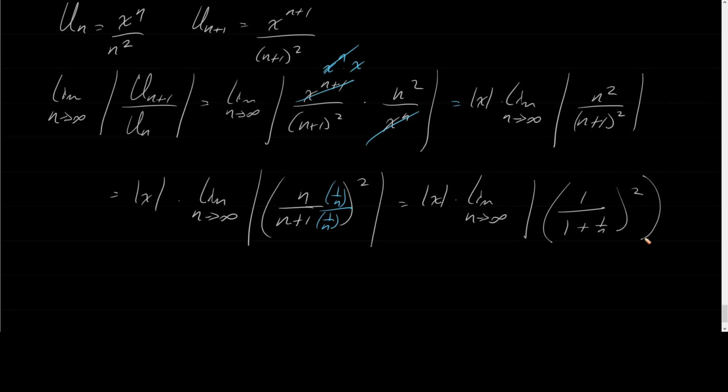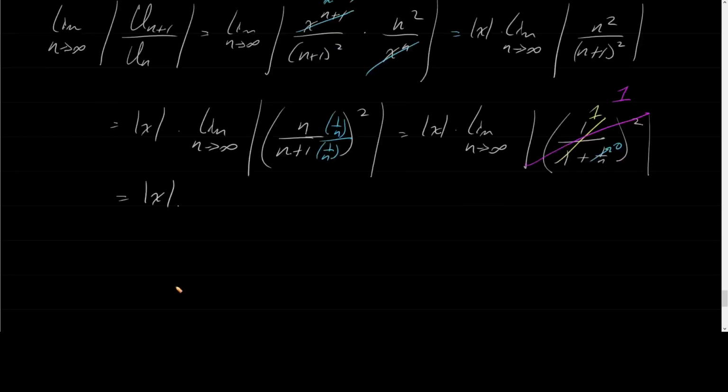We have that squared. Let's see. 1 over n goes to 0. 1 over 1 plus 0 goes to 1. 1 squared goes to 1. So we have the limit as n goes to infinity just went to 1. So what we really have here is just the absolute value of x, right?